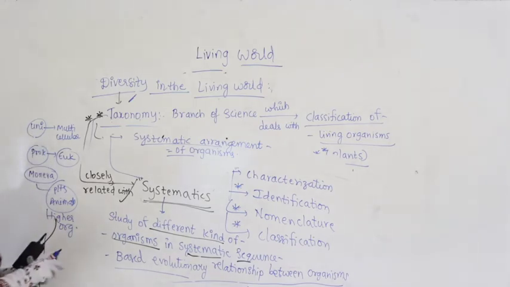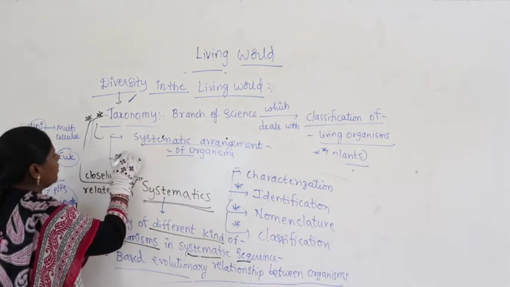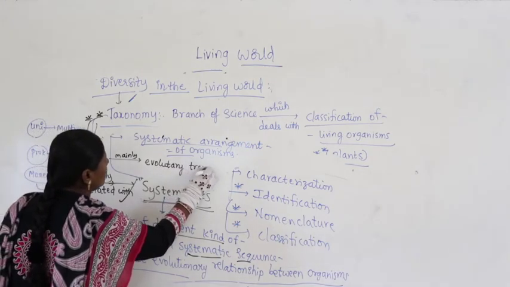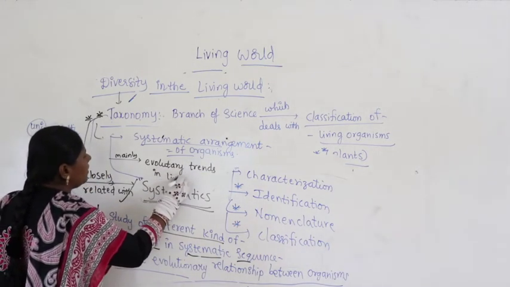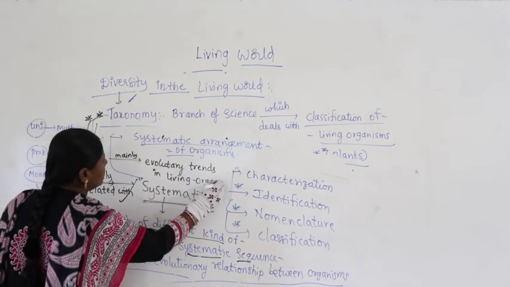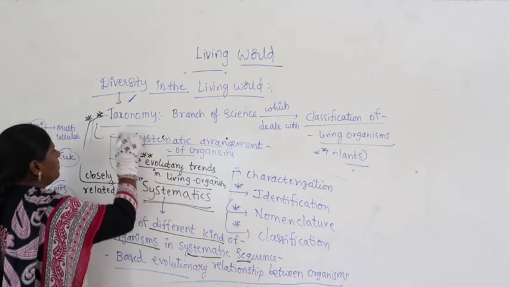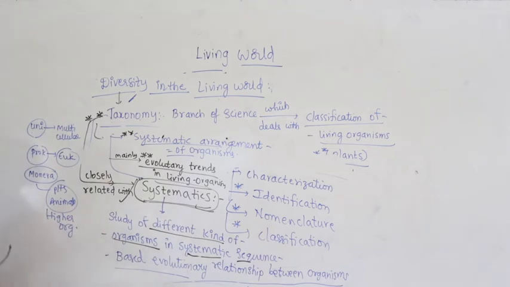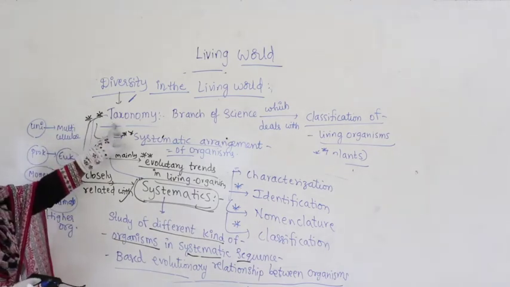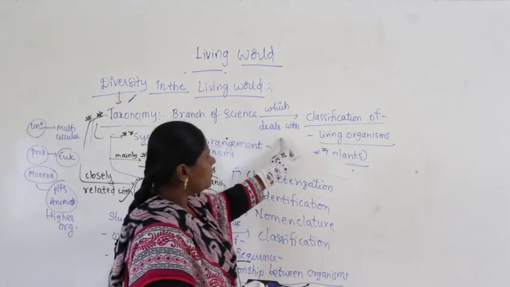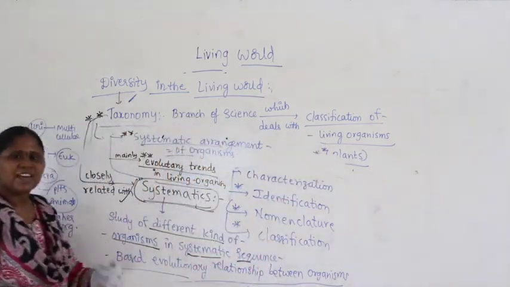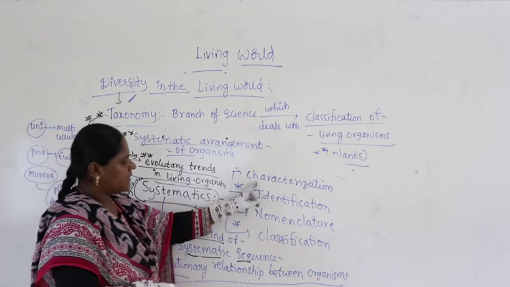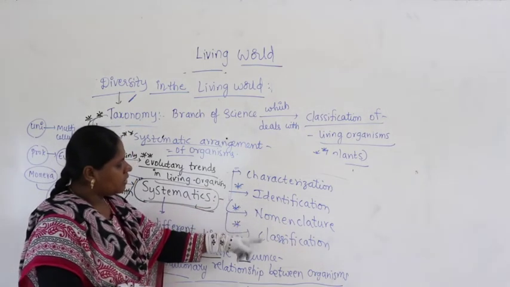It also mainly explains evolutionary trends in living organisms. So, this is all mainly evolutionary relationship. These points are related to a branch called systematics. I repeat, taxonomy is a branch of science which deals with classification of organisms. How do we classify organisms? Taxonomy includes four components. What are they? Characterization, identification, nomenclature and classification.